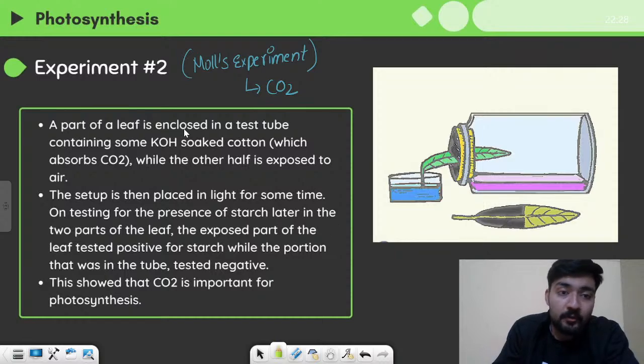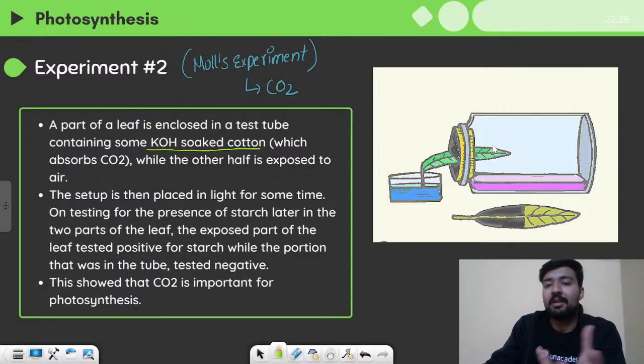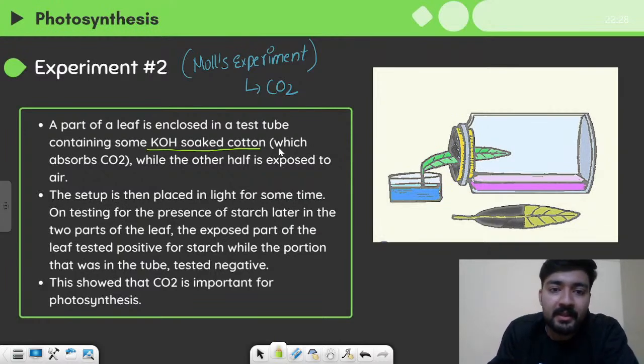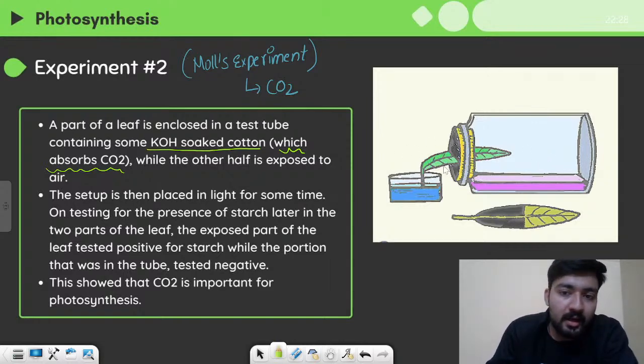So a part of the leaf is enclosed in a test tube or in a beaker, as you can see, and that test tube contains KOH soaked cotton balls. Here we have the liquid KOH, or we can have cotton balls which are soaked in KOH. Basically we need KOH. Why? Because it absorbs the CO2 of the environment. So all the air inside this beaker or this test tube does not contain CO2 gas, while the other half is exposed to air, as you can see.